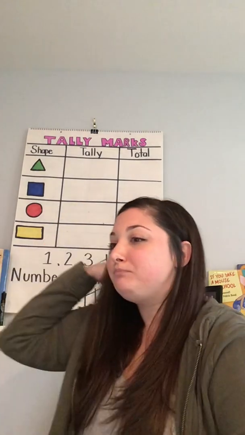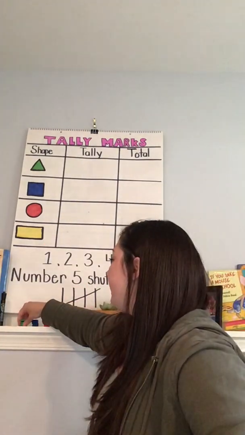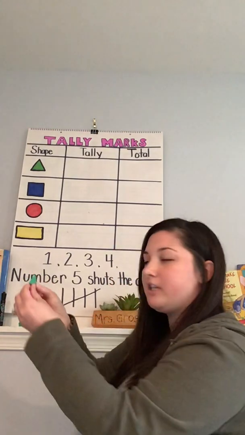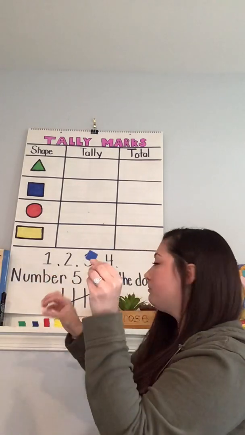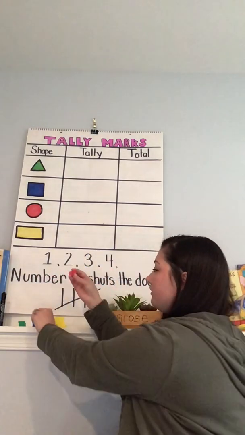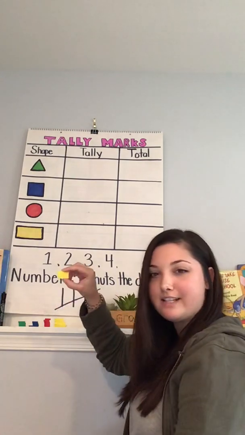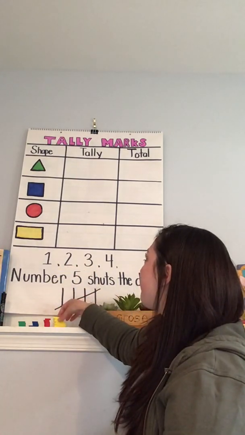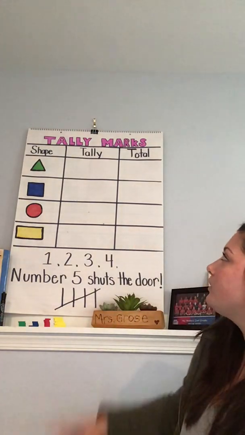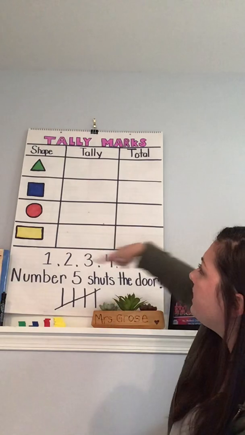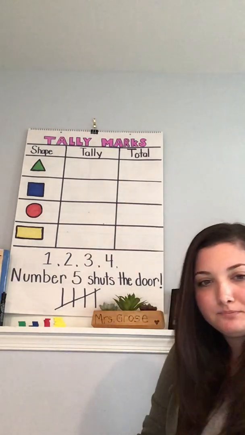All right, so today we're going to be counting some shapes. I have some green triangles, blue squares, red circles, and yellow rectangles. Now before I start counting any of my shapes, I want you to just notice what my chart looks like. Take a second and think about what you notice.